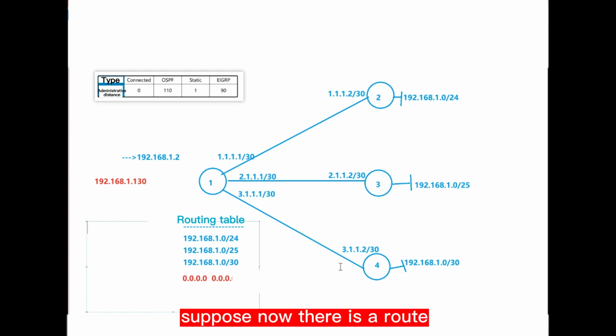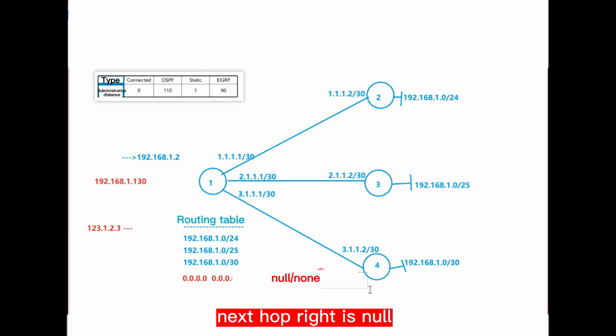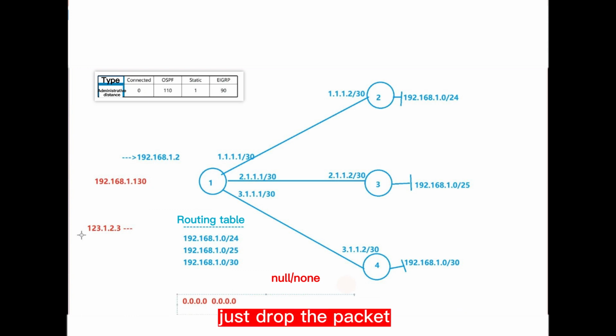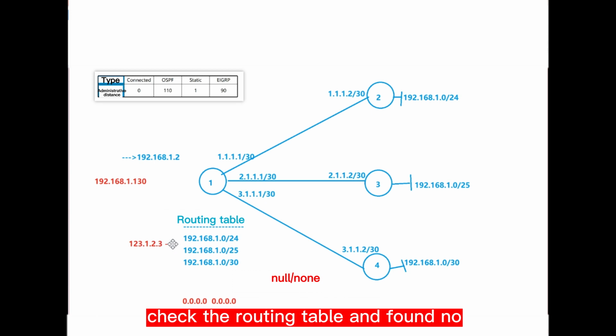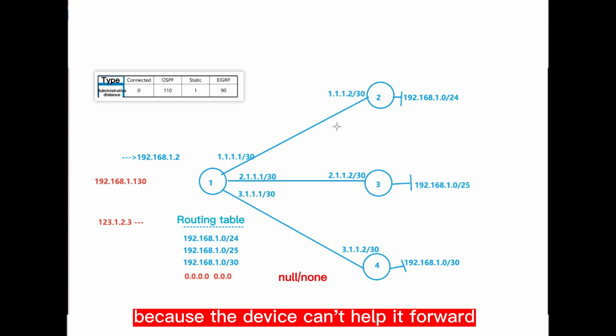Suppose now there is a route 123.1.2.3, for example, with the next hop null. If a piece of data comes now, can it be matched? Originally, if there is no such route, the packet is simply dropped. A piece of data came and Device 1 helps forward it. It checks the routing table and finds no match, so this data is discarded, because the device can't forward it.